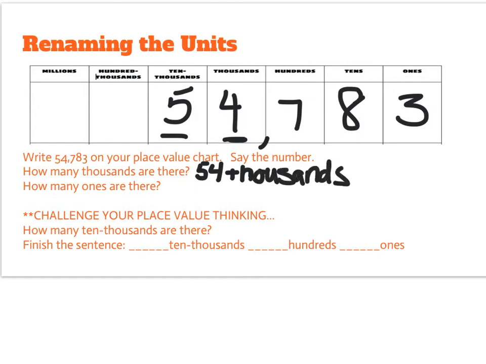Now, how many ones are in the problem? For that one, if I look over to the ones place, I see a 3. But in this number, there's a lot more than just 3 ones, because all of those ones have been bundled and cashed in for different place values. So if I have 8 10s, that's 80, or 80 ones. So I really have 54,783 ones in this problem.